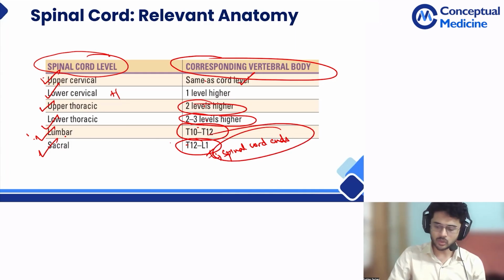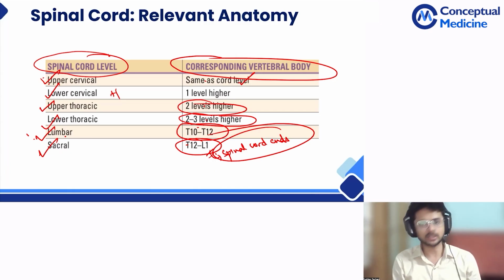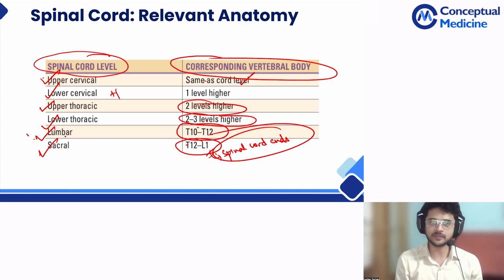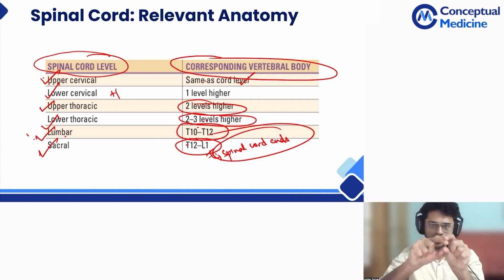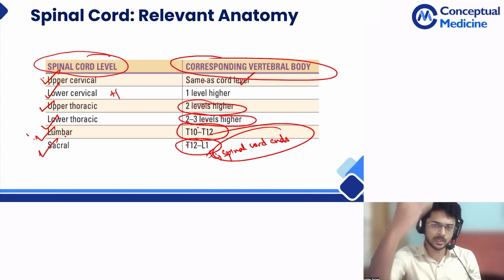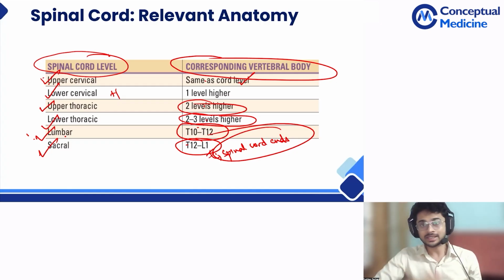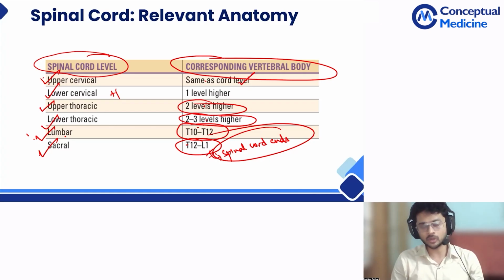So whenever you're localizing a spinal cord case, you should be careful whether you're commenting on the spinal cord level or on the vertebral level, because most of the time, other than an upper cervical lesion, they are not concordant. The exiting spinal nerves exit via the intervertebral foramen of the corresponding vertebral bodies. But if you take the spinal cord segment per se, it does not numerically correlate with the vertebral body level. That is because the vertebral body growth and the spinal cord growth are different. The spinal cord growth lags behind that of the vertebral body growth embryologically.